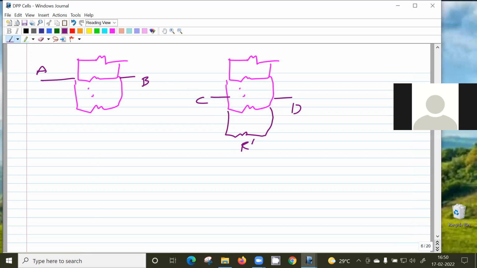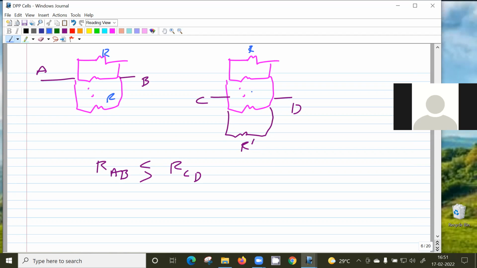So which resistance will be more, the resistance across AB or the resistance across CD? Which is more? This is AB. So how do you understand that? Parallel means the resistance will decrease by N factor. No, but here I'm putting R prime. Here everything is R, the same.